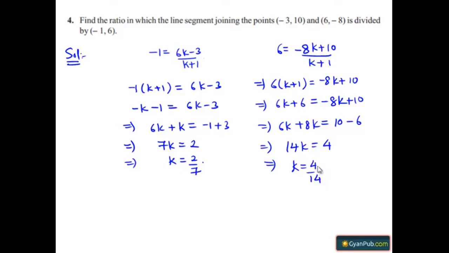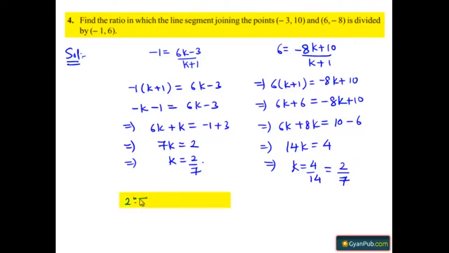2 is a common factor for both numerator and denominator. So 2 goes in 4 two times and 2 goes in 14 seven times. Hence the value of k is 2 by 7. The ratio in which the line segment joining the points A and B is divided by (-1, 6) is 2 is to 7 internally.